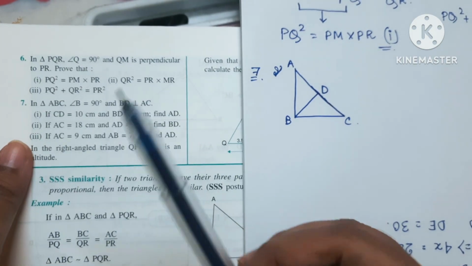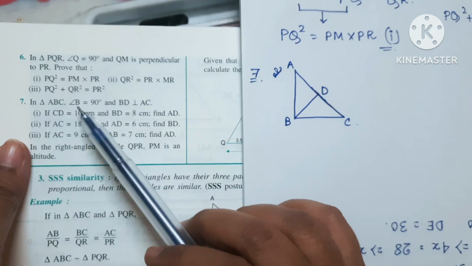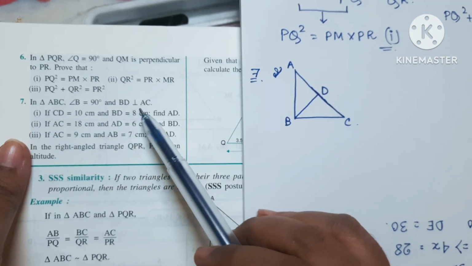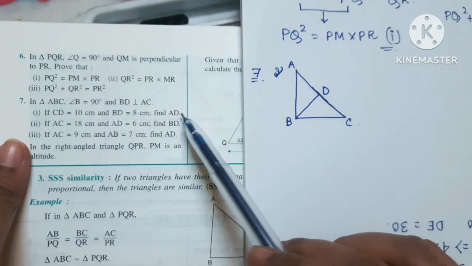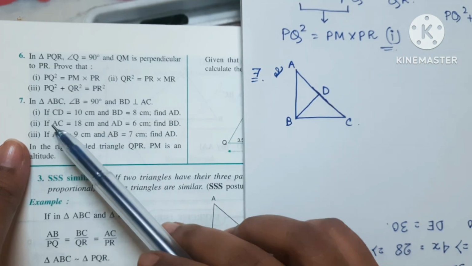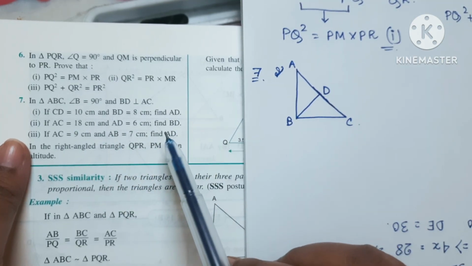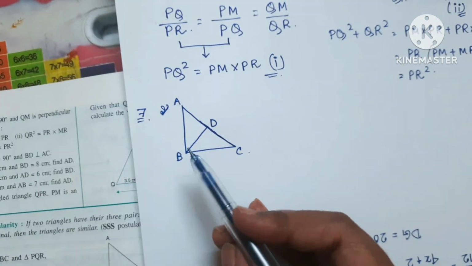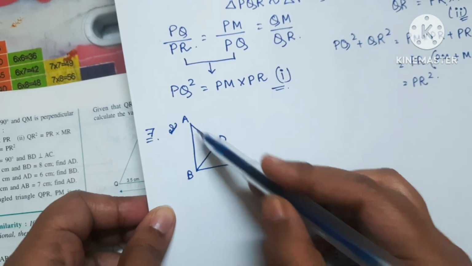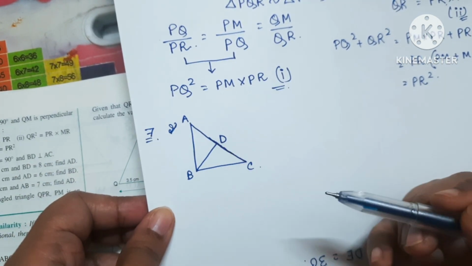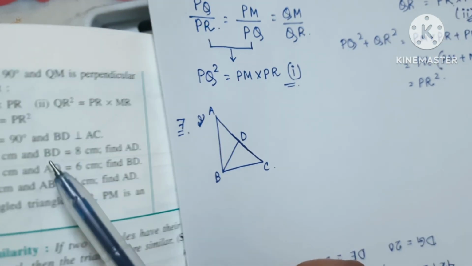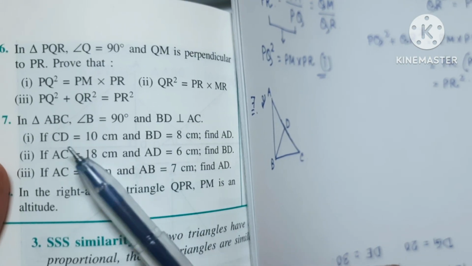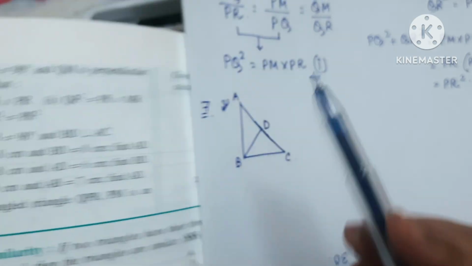See question number 7. In ABC, ABC is a triangle where B is 90 degrees and BD is perpendicular to AC. Now there are some conditions and you have to find AD, BD and CD in case of different conditions. So first, I have drawn the picture. ABC, B is 90 degrees, BD is perpendicular to AC. Now in the first case, CD and BD are given to you. You have to find AD.